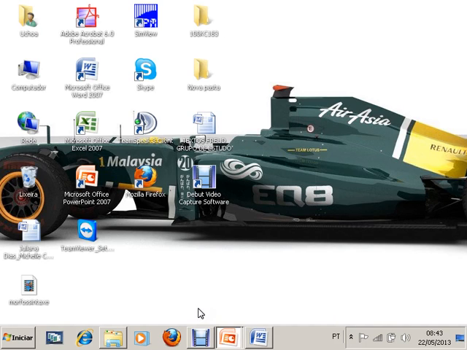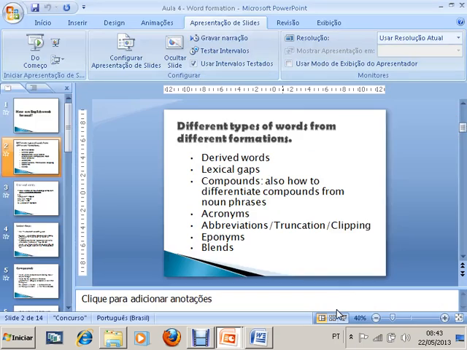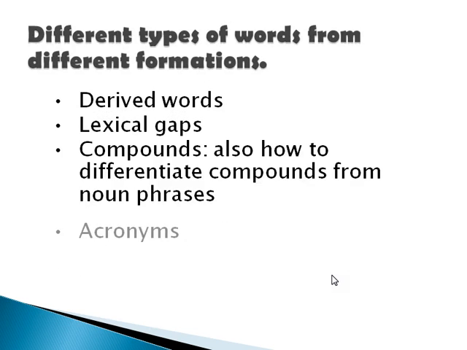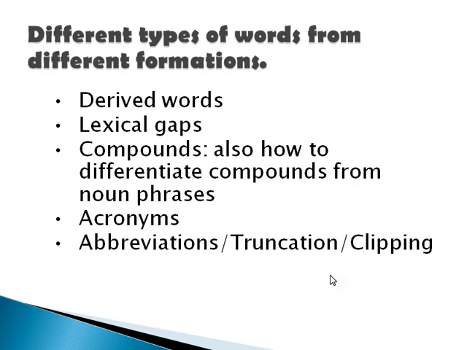Now, going back to the topic, we have to wait for it to load again. We have the derived words, the lexical gaps, the compounds, the acronyms, the abbreviations that we were just talking about, the eponyms, and the blends. The blends are pretty much similar to the compounds, but there is a certain difference that we have to discuss when the moment comes.